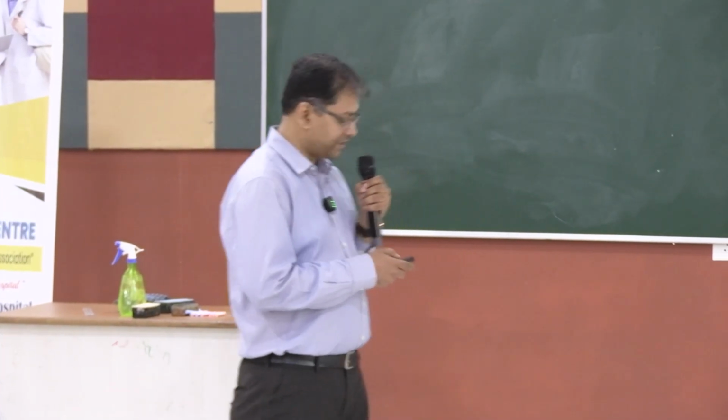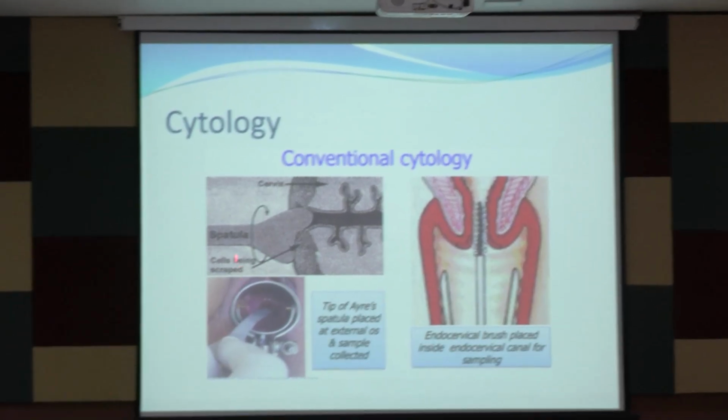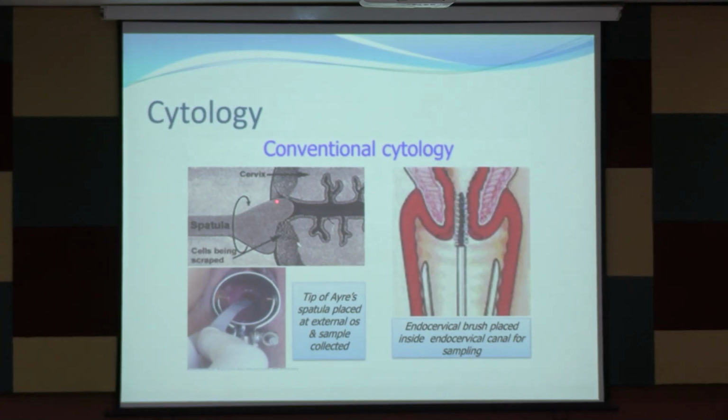So these are some pictorial diagrams of how we test. We put in a speculum like this. This is a wooden spatula, which is known as an Ayre spatula, correct. Generally this edge tends to sample the endocervix, whereas this one tends to sample the ectocervix.